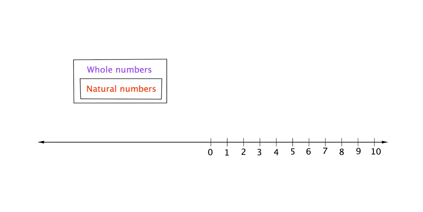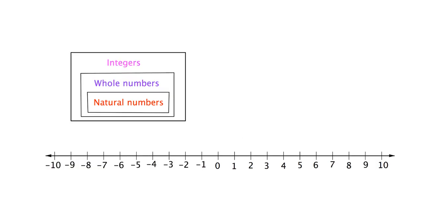And then to those natural numbers, we can add on the zero. And then what we have is the set of whole numbers. So what you see is the natural numbers are contained inside the whole numbers. This means a number like 3, that's a natural number, but 3 is also a whole number, right? 0, however, is just a whole number.